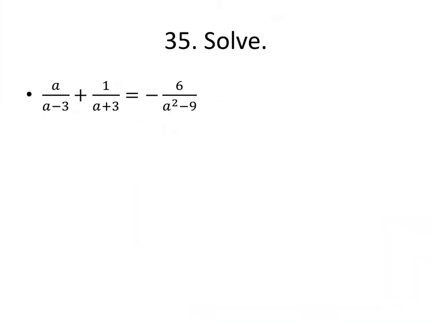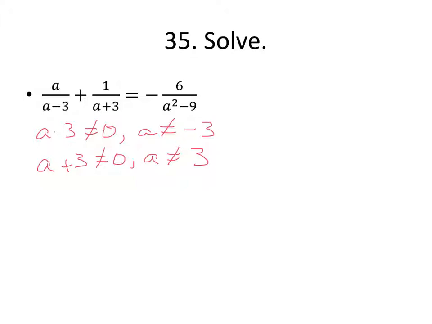Okay, when you solve a problem like this where you have variables in the denominator, you have to make sure that your solution set isn't going to include anything that will make a denominator equal to 0, because division by 0 is undefined. So in the first case, a minus 3 can't be 0, so a can't be 3. In the second case, a plus 3 can't be 0, so a can't be -3.